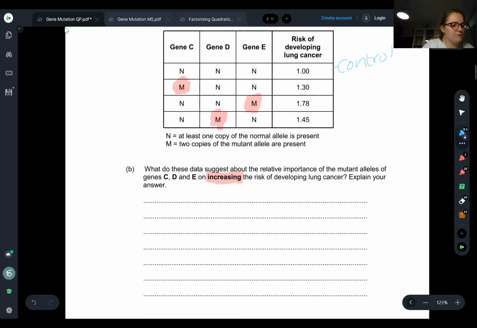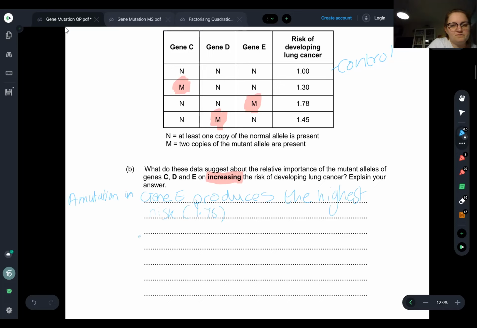So which one has a high risk? Well, the highest risk is gene E, so that would get us a point. So we could say gene E produces the highest risk. I would always include the numbers in there as well. If they've given it to us, it's helpful. Gene E, well, a mutation in gene E would be better. So a mutation in gene E produces the highest risk, and I'm going to include that, which is 1.78.